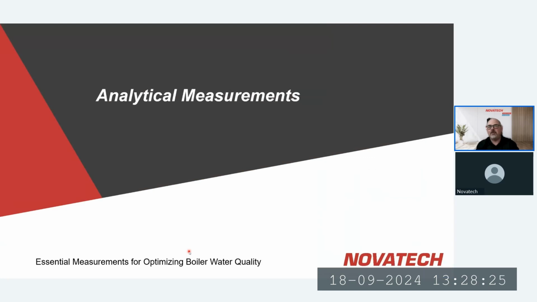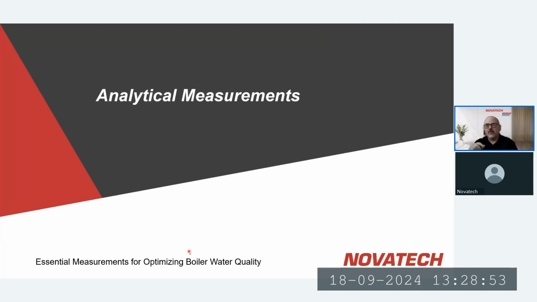Okay, that's a very broad overview of the why, the how in terms of the sampling. And now we're going to talk about the types of measurements that we're going to be able to do, and the reasons why we do these measurements as well. A little bit in terms of why they were specified by those various organizations, EPRI, VGB, IAPWS.